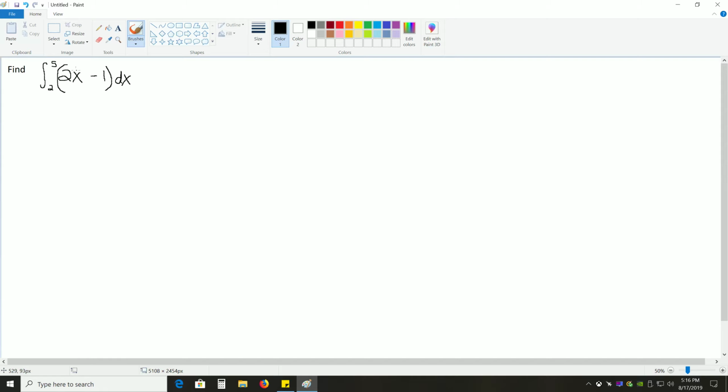So let's start with the antiderivative of 2x. This is just a standard polynomial. Remember, when you perform a derivative, you multiply the power out front and then subtract 1 from it. Well, when you perform an antiderivative, you take the power, which in this case is x to the first, and you add 1 to it. And then you divide by that new power.